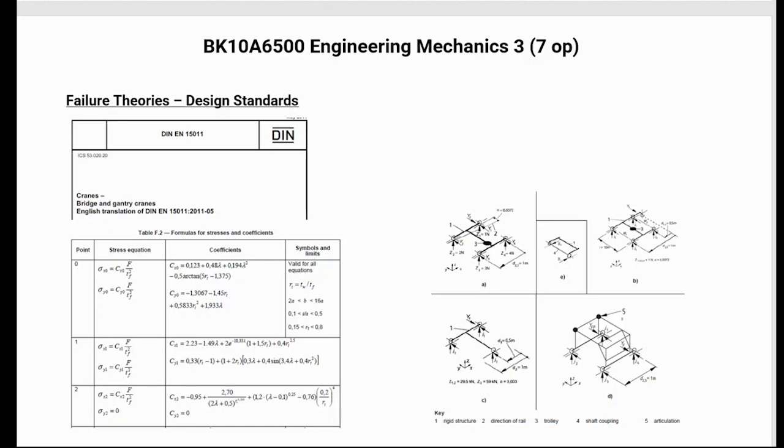This is an extract from a German standard for bridge and gantry cranes. Bridge cranes are those you find, for example, at some sort of deposit or company. With a gantry crane, well, gantry is different, but with a bridge crane, you have a beam here, and then you have a beam on the other side.